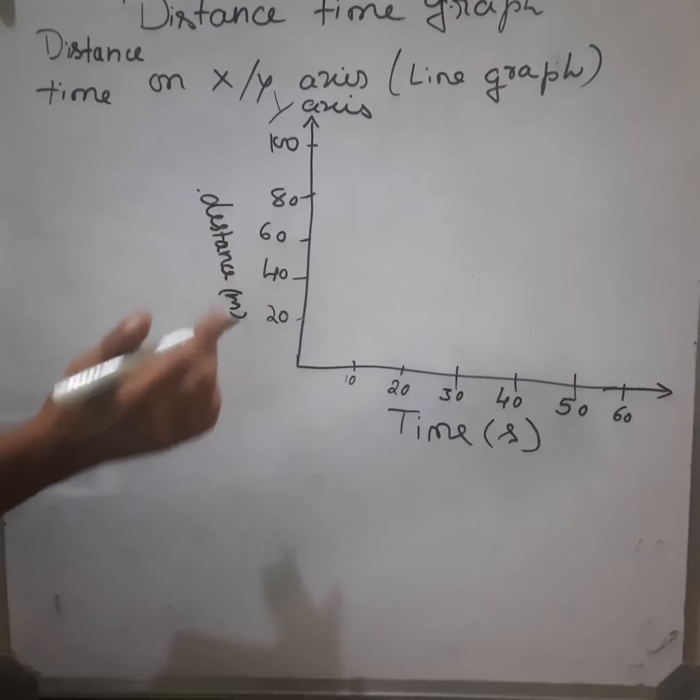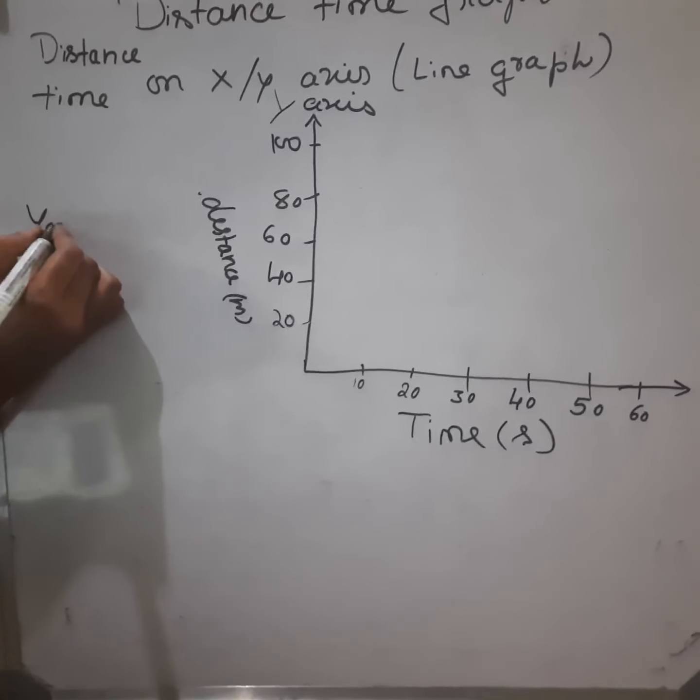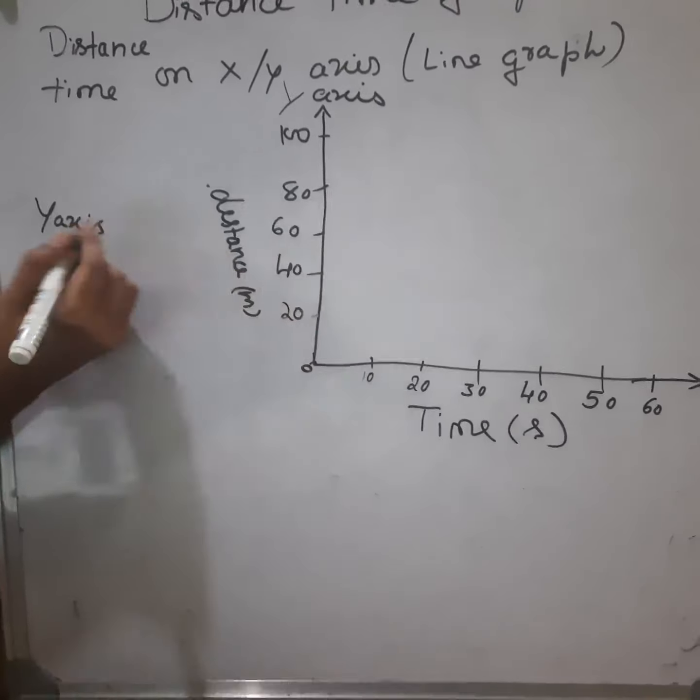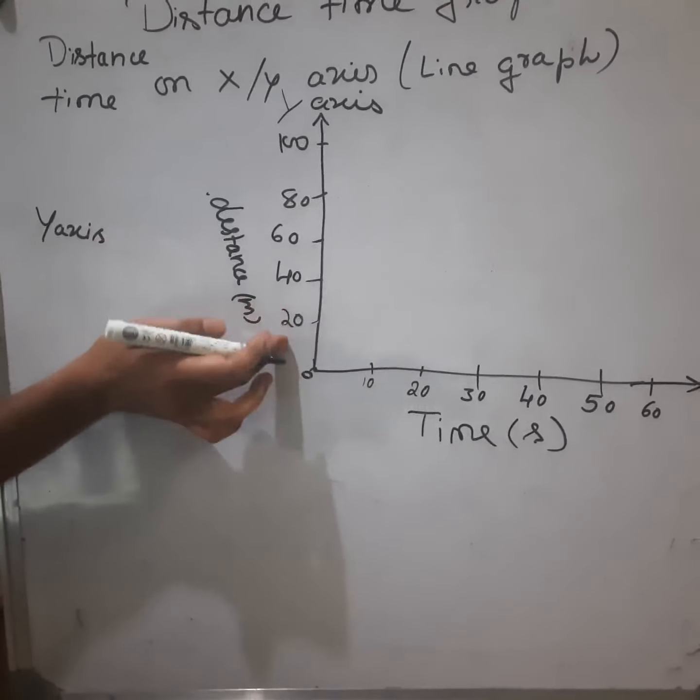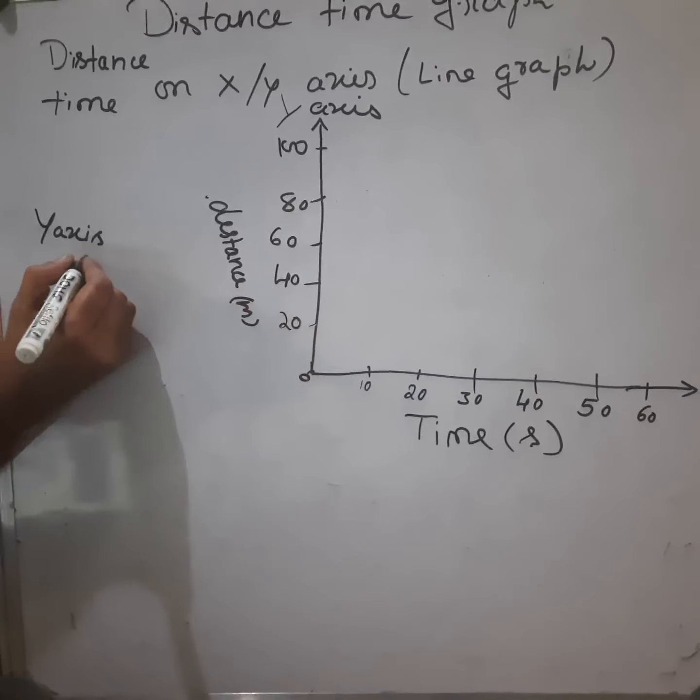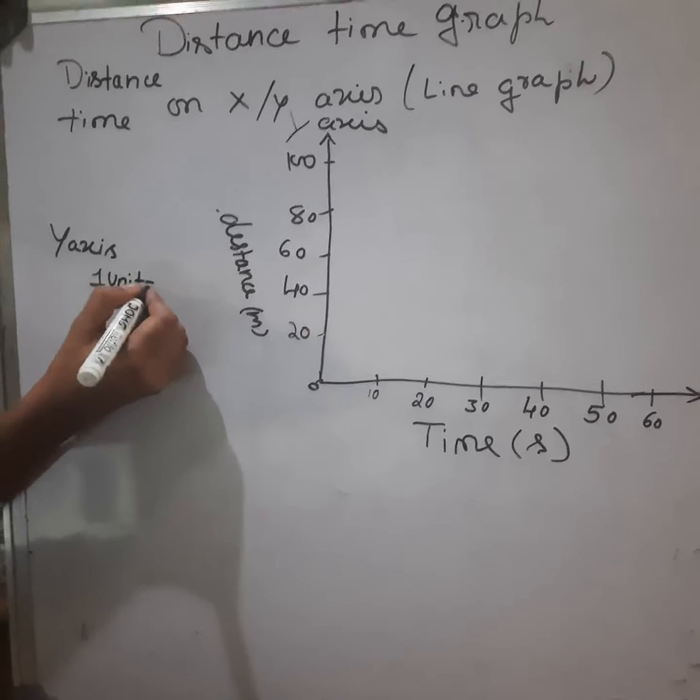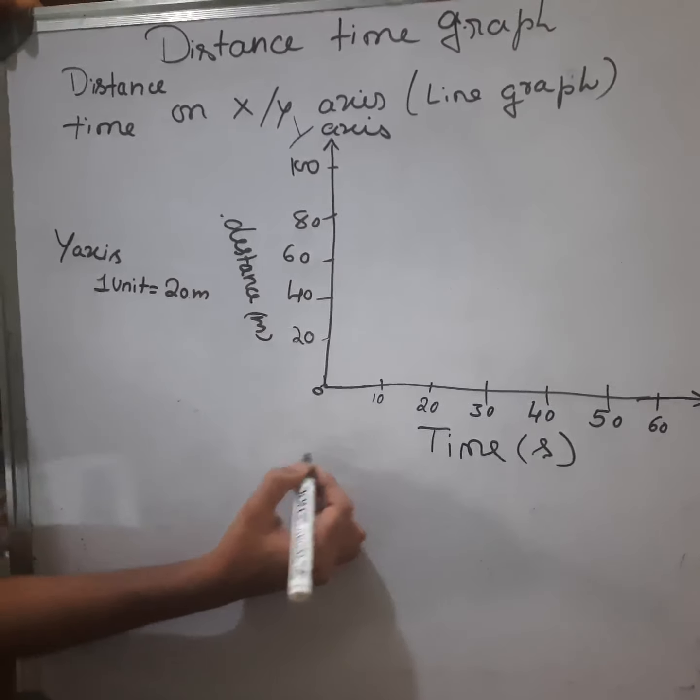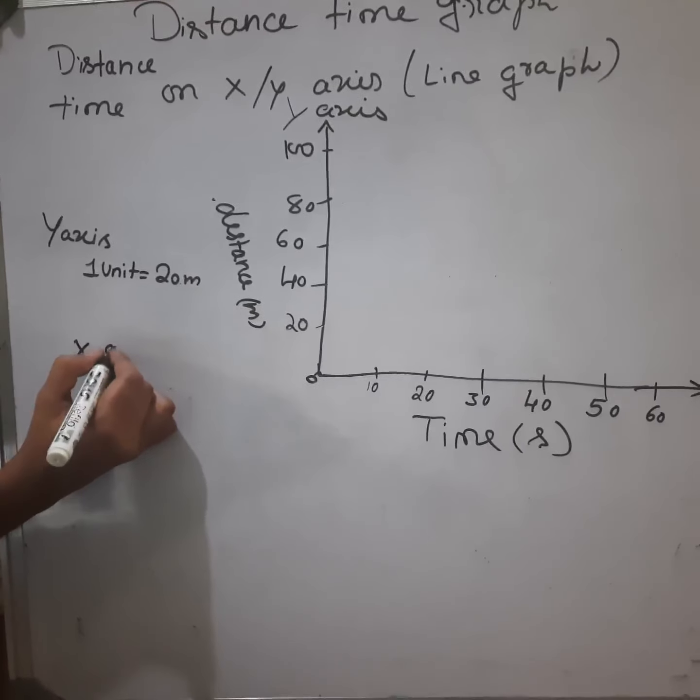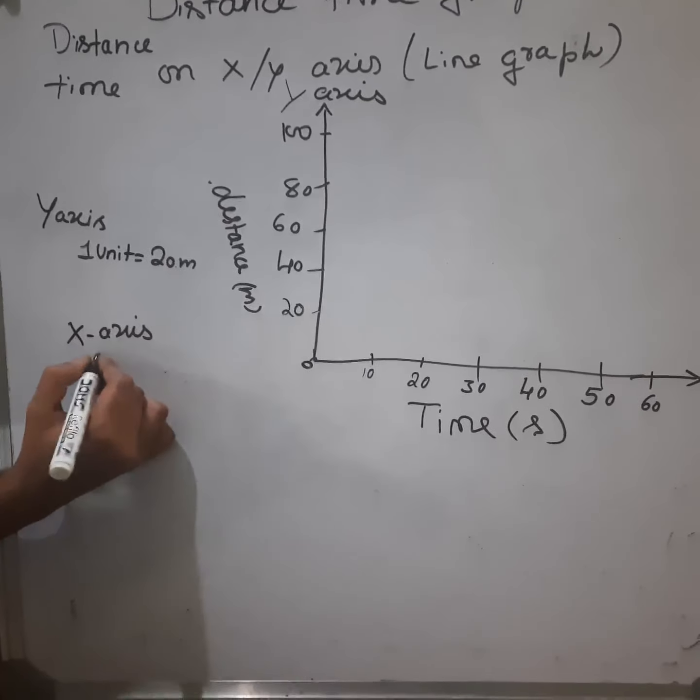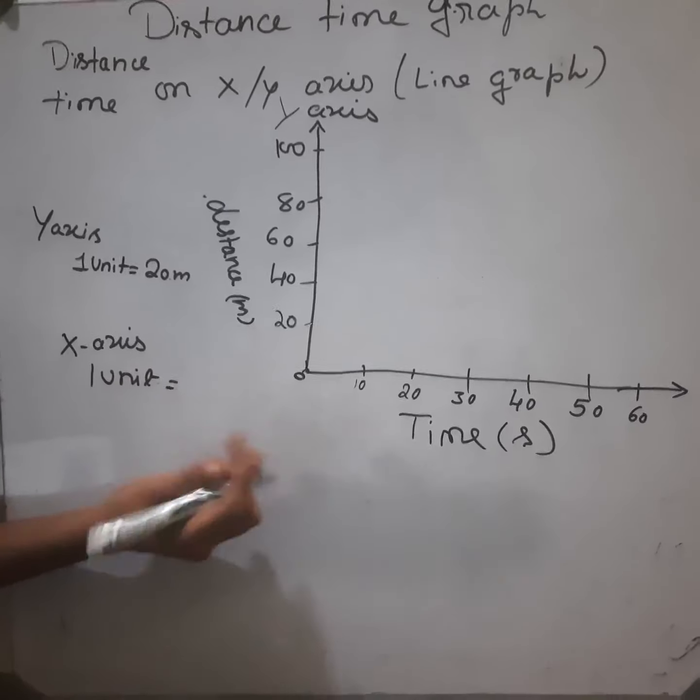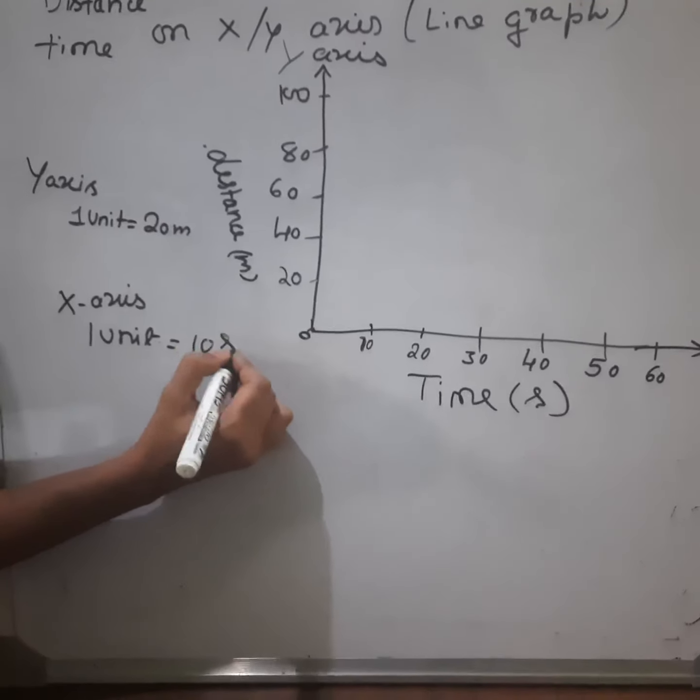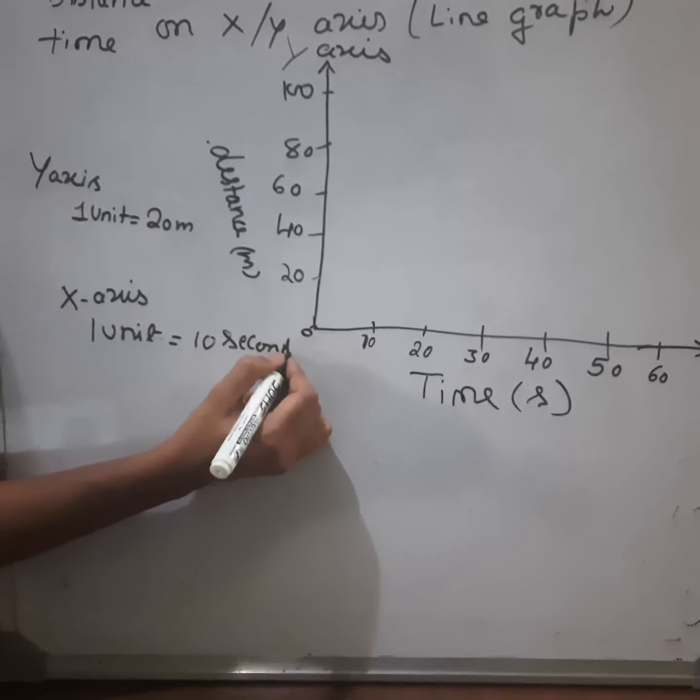To understand the graph, first we have to write on the y-axis what each 1 unit is equal to. Each 1 unit on the y-axis is equal to how much? I have taken 20, that is 20 meters. So 1 unit is equal to 20 meters. Then on the x-axis, the same way, each 1 unit, what have we taken? As you can observe, it is 10 seconds. So each 1 unit equals 10 seconds.